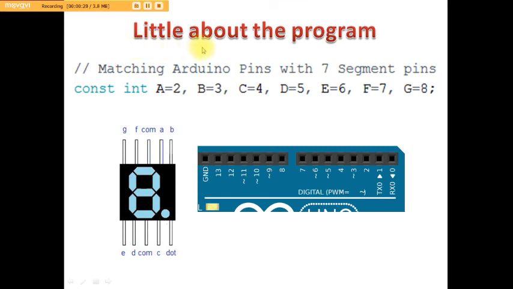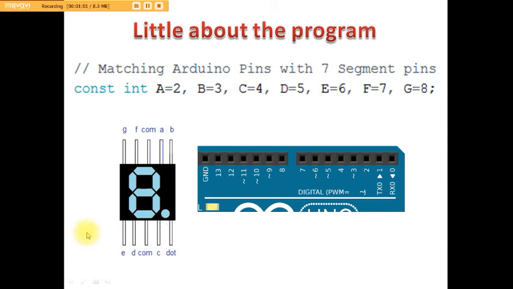Now let me tell you about the program that we have pasted in the software. First of all, I have introduced some constants. A is equal to 2, B is equal to 3, and so on, G is equal to 8. What does this mean? It means that I have to connect pin number 2 of the Arduino with the A pin of the 7-segment display. Similarly, pin number 3 of the Arduino has to be connected with the B pin of the 7-segment display.